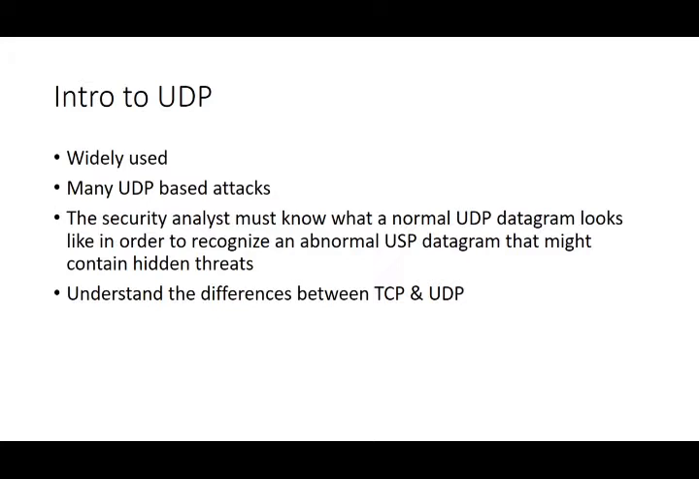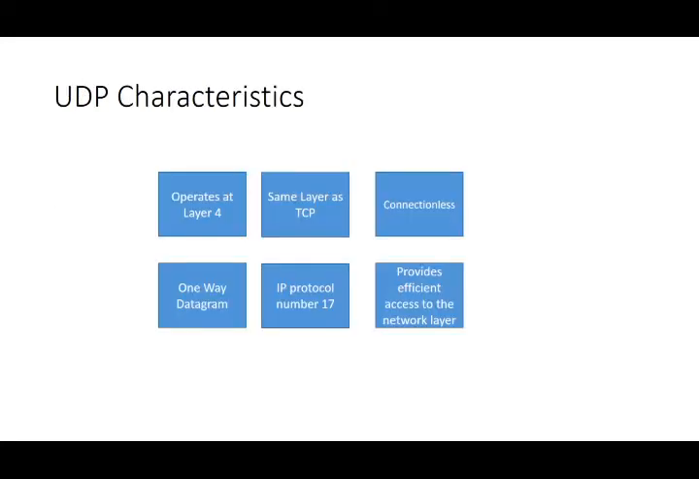We also need to understand the difference between TCP and UDP, so that you are able to distinguish TCP activity versus UDP activity. Now, as far as UDP characteristics go, UDP does of course operate at layer 4 of the OSI model, and so it is operating at the same layer as TCP, but its functionality differs.